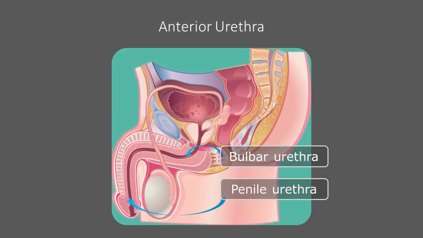The anterior urethra involves that part of the urethra within the penis and also the bulbar urethra, which makes the curve from the penis towards the bladder under the pubic bone. The bulbar urethra ends at the level of the so-called urogenital diaphragm.